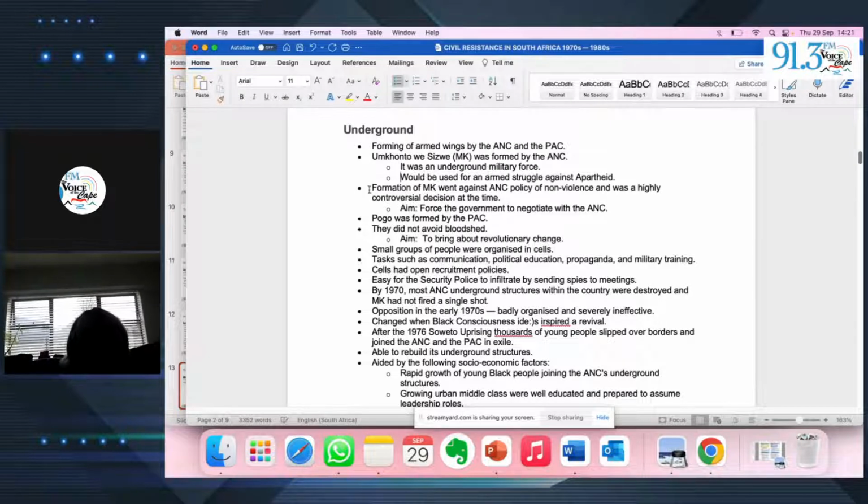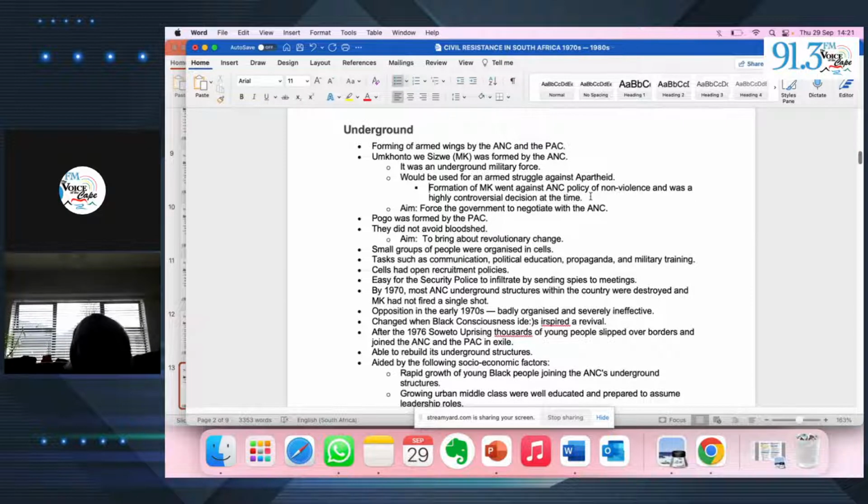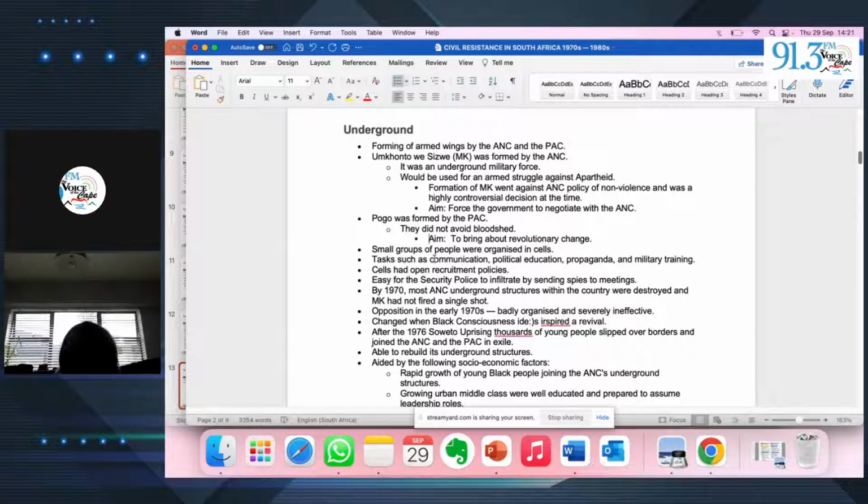Okay, then they give us some information about the formation of MK. So it went against the policy of the ANC of nonviolence and was a highly controversial decision at the time, but their aim was to force the government to negotiate with the ANC. Okay, POQO was formed by the PAC, and they did not avoid bloodshed. Their aim was to bring about revolutionary change.